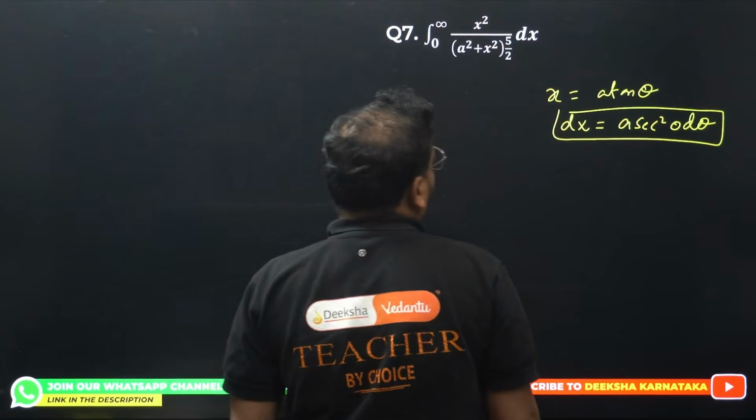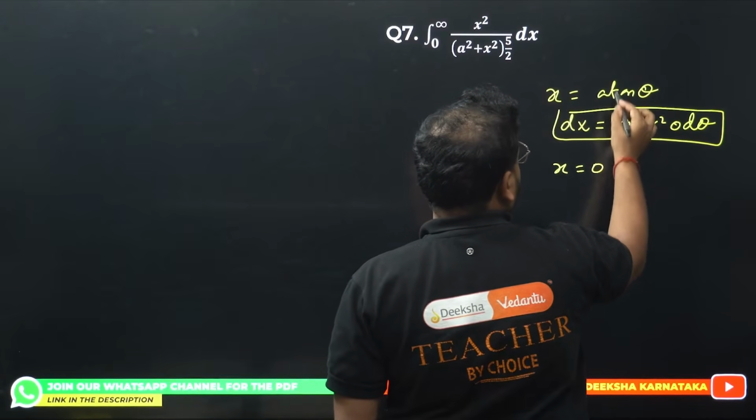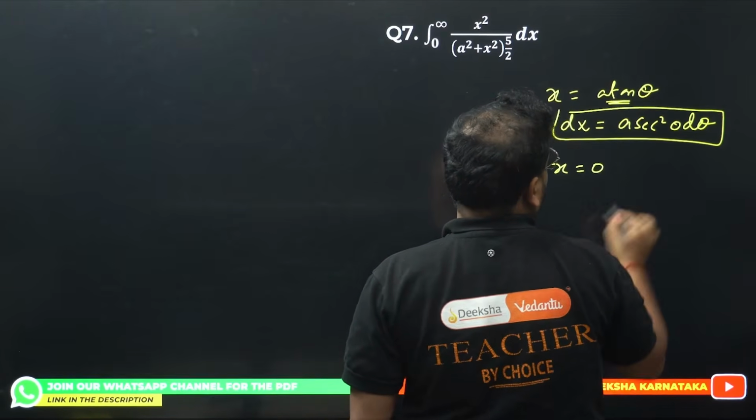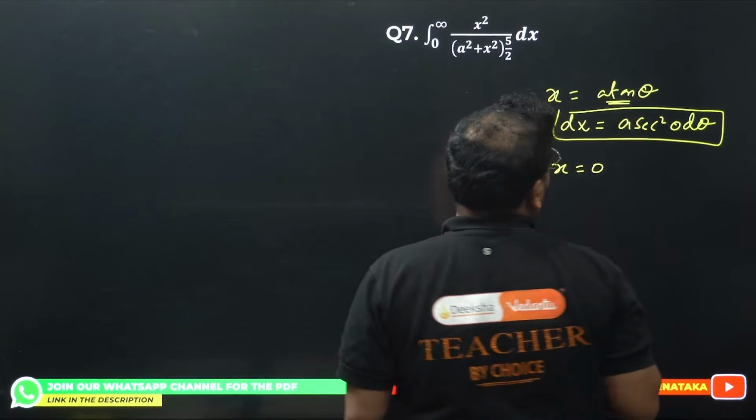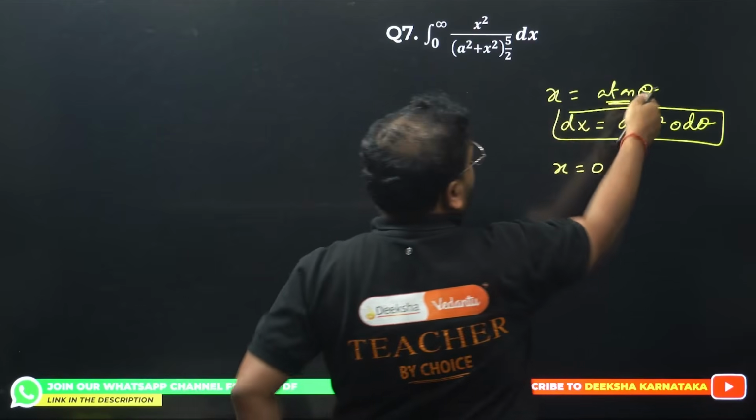Apart from that, limit change. When x is 0, please check from here: a tan theta will also be 0, no? When x is 0, you get the theta value as 0 only.